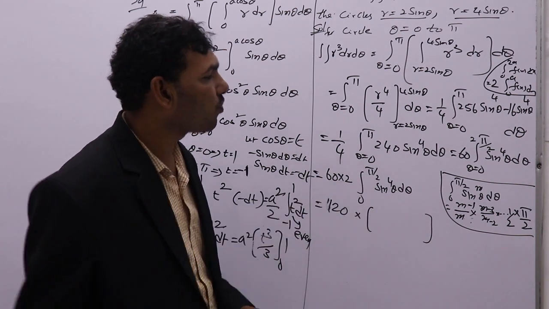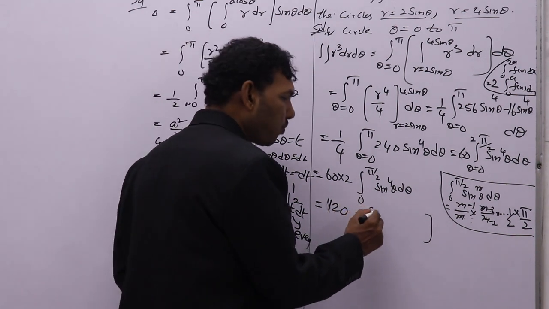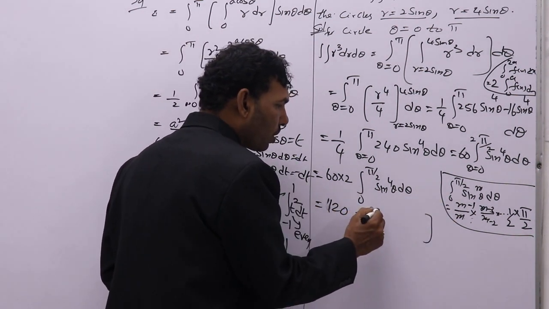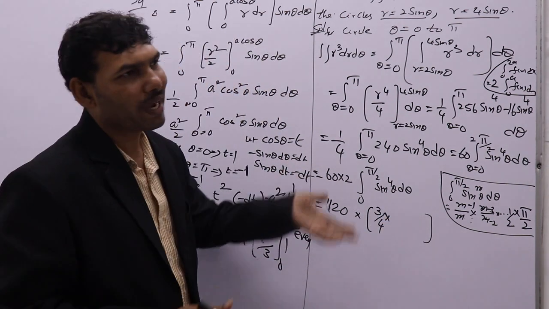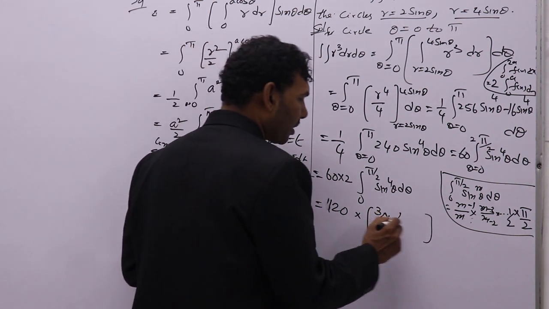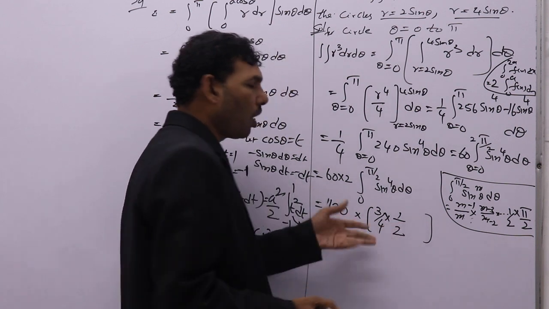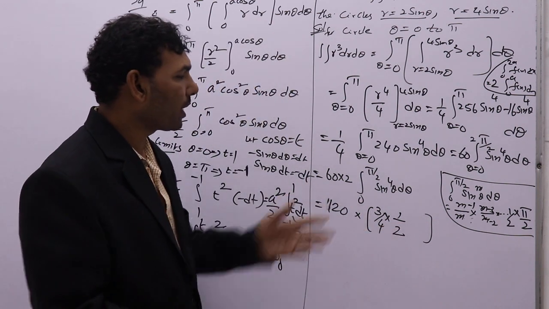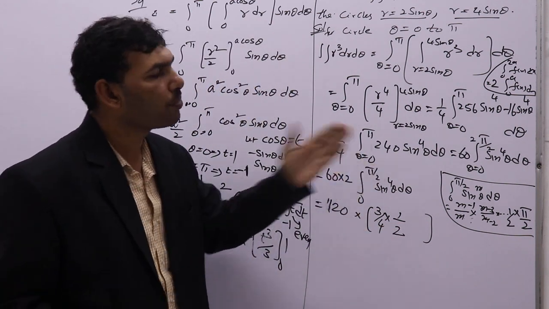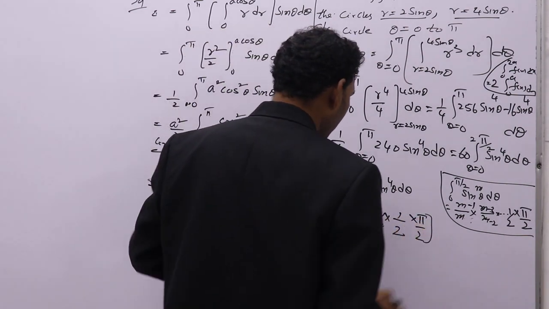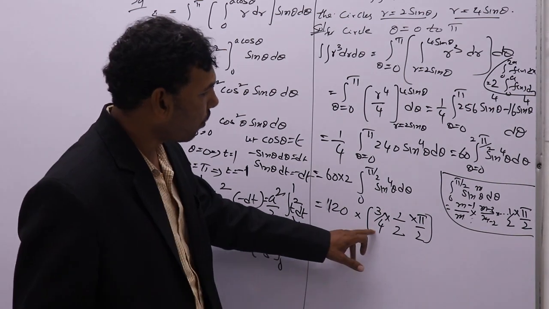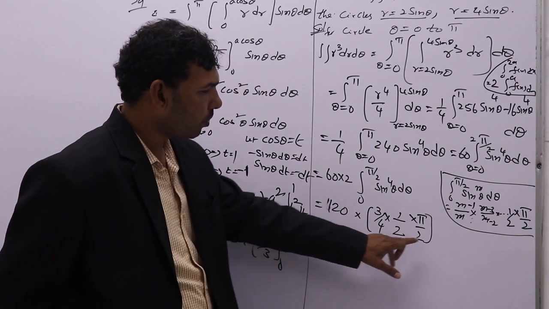Now here m is 4. 4 minus 1 by 4, that is 3 by 4, into 4 minus 3, which is 1, by 4 minus 2, which is 2. You got 1 by 2. When you get 1 by 2, stop subtracting. Stop that procedure. Simply multiply with pi by 2. So see here 4, 2, 2.